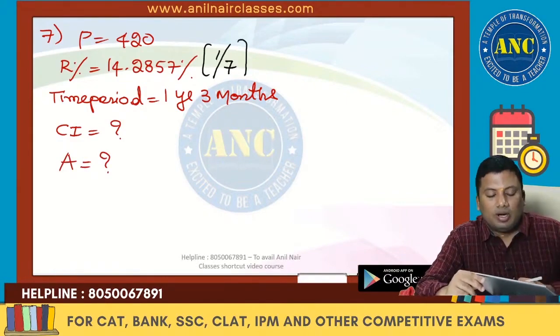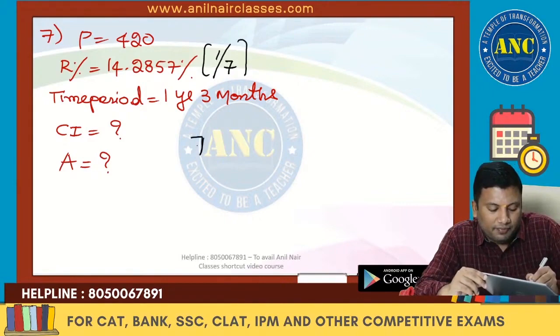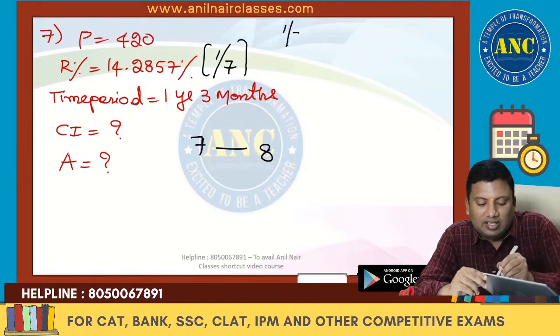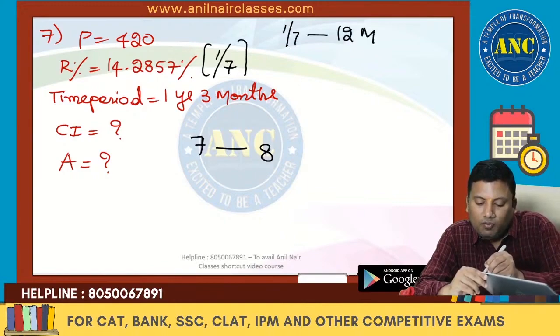14.2857, which is 1 by 7. 7, 1 increase, it is 8. For the first year, 1 by 7 is for 12 months.